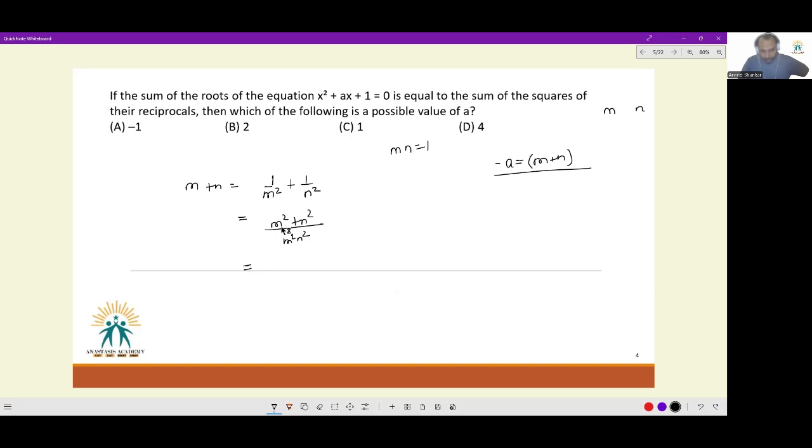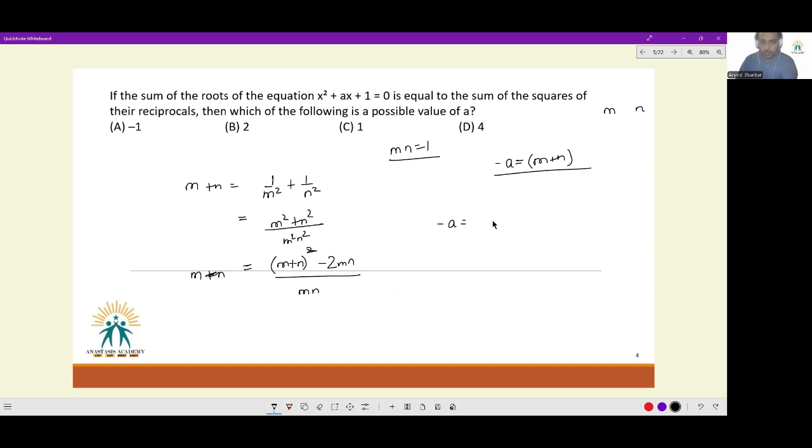We can write the top part, m plus n whole square minus 2mn, upon mn. m plus n is this. Now I can go on to replace every spot. I know mn is equal to this and m plus n is equal to minus. So I can replace everything in this expression.